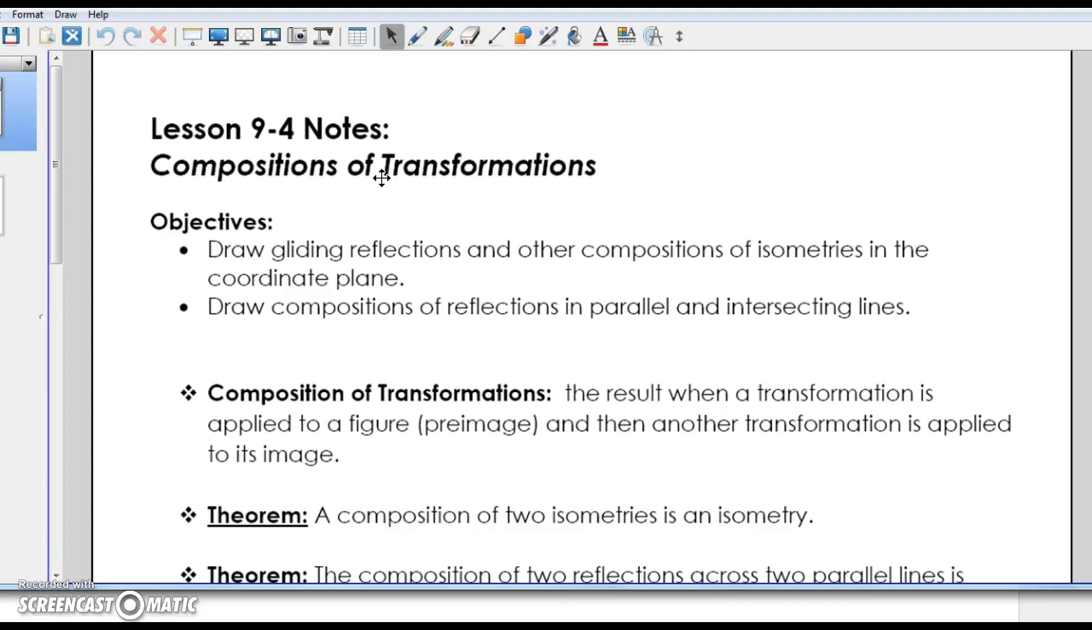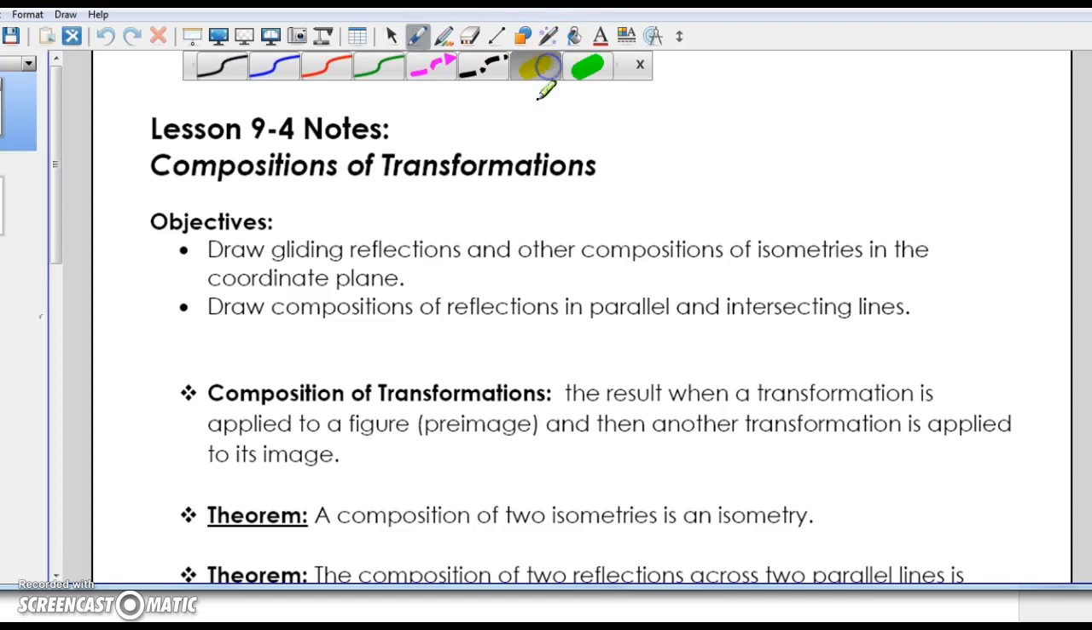It's just we're doing a composition. And a composition really comes from the word compile. And if you think about compiling information, you're putting a lot of information together. So when we do compositions of transformations, we're actually taking and doing more than one transformation to a given figure. So this is the day that instead of just using a prime, we're actually going to use a double prime, because we'll do 2 transformations to any given point. We're also going to be talking about what a glide reflection is.